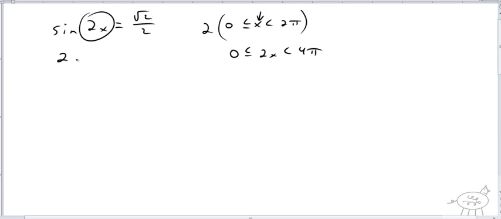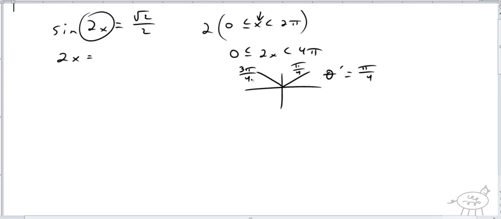So I have 2x equals, and what are my answers? This is from what we did yesterday. Don't you agree that it's positive here and here? So if we do it in terms of pi, our reference angle is pi over 4. That means this one here is pi over 4, and this one here is 3 pi over 4. So 2x equals pi over 4, and 2x equals 3 pi over 4.